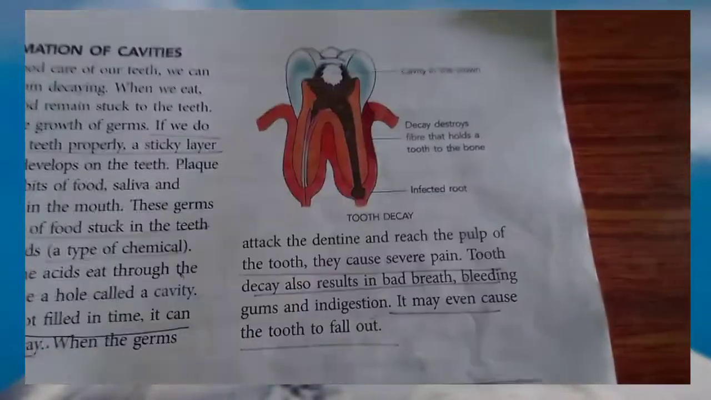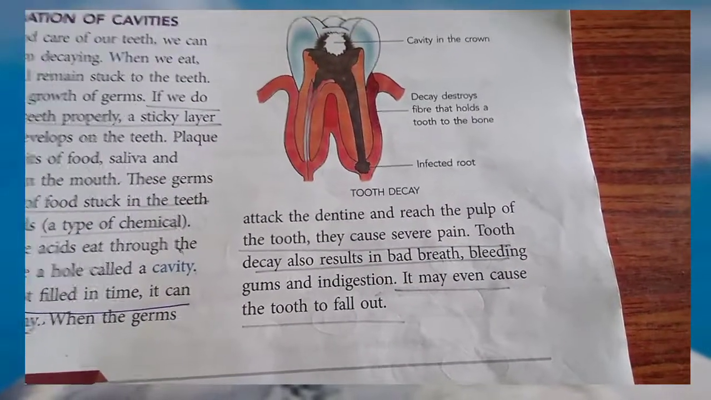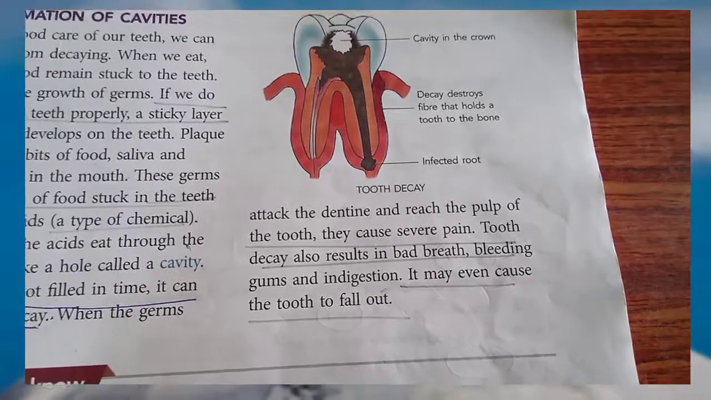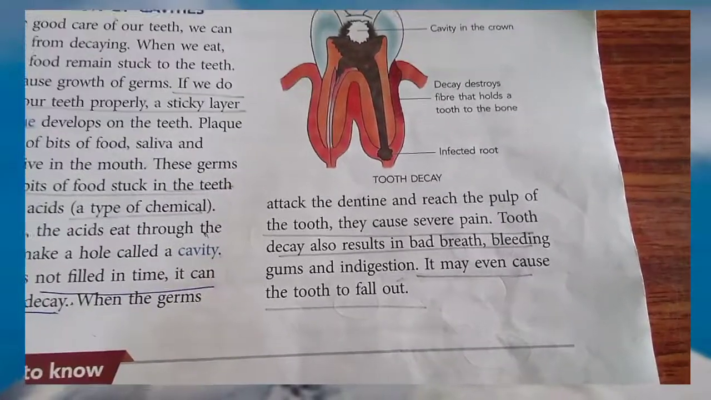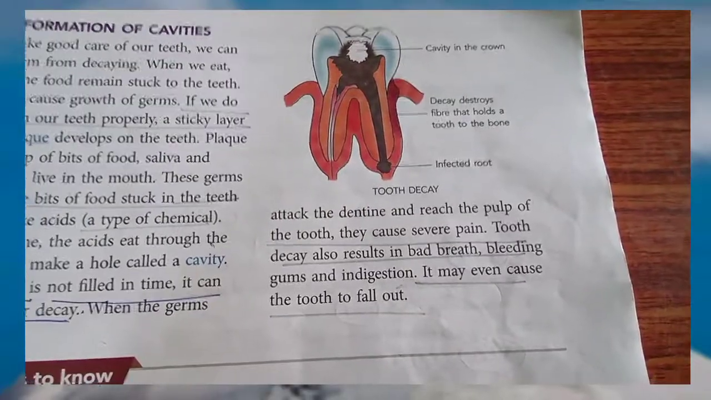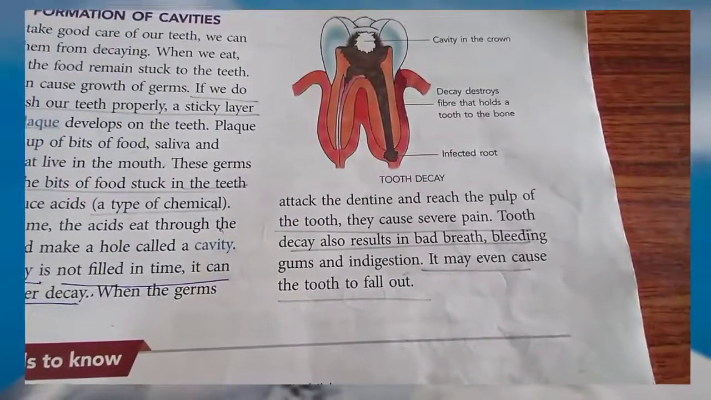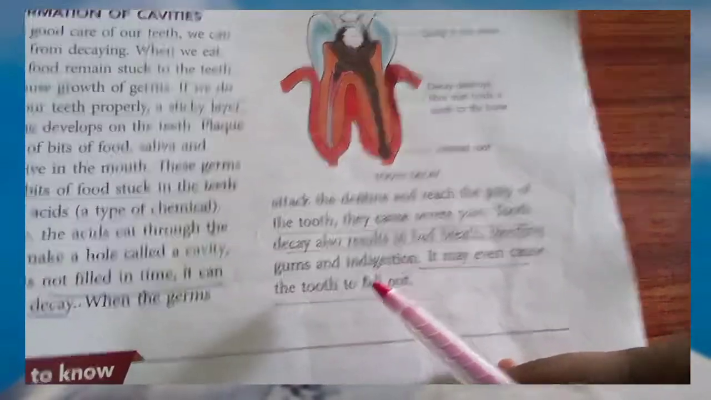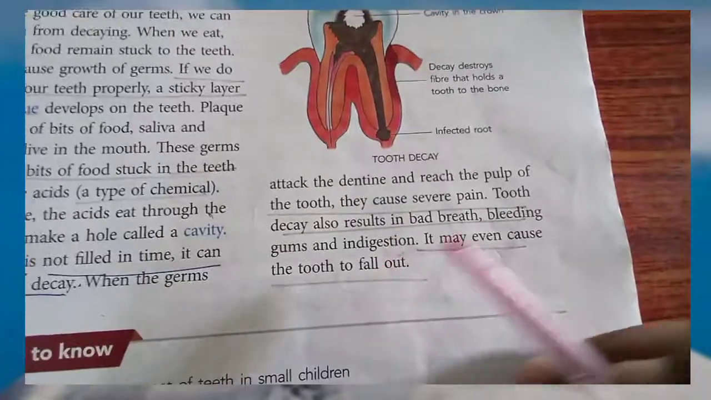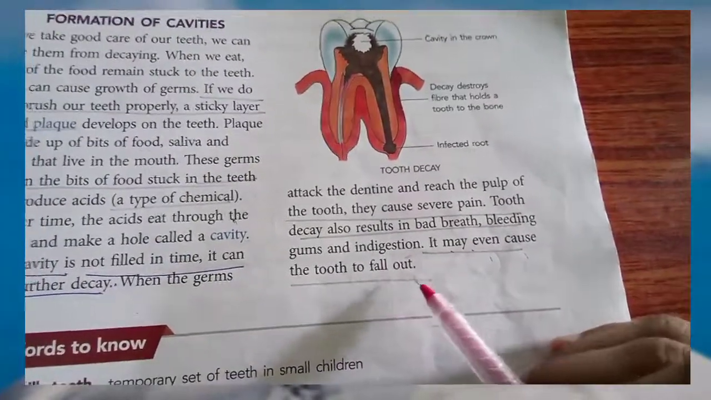When the germs attack the dentine and reach the pulp of the tooth, they cause severe pain. Tooth decay also results in bad breath, bleeding gums and indigestion. It may even cause the tooth to fall out.